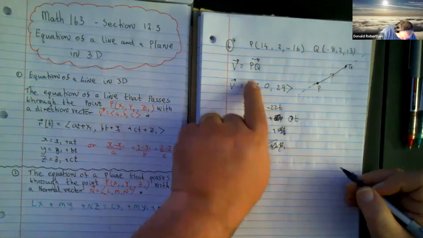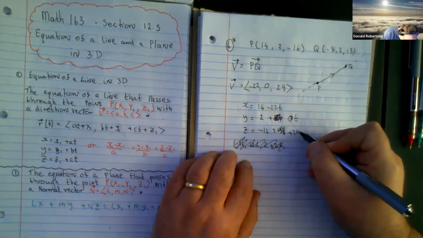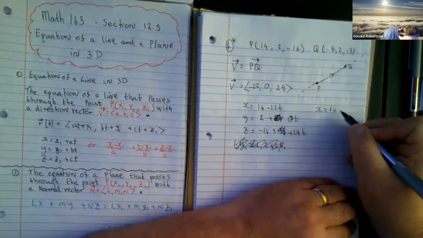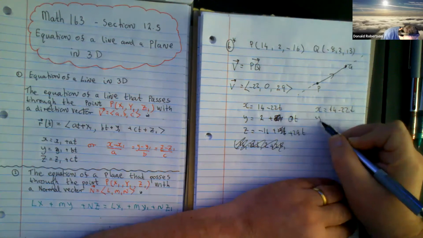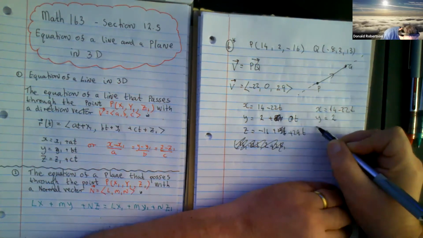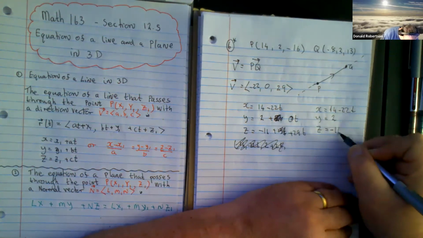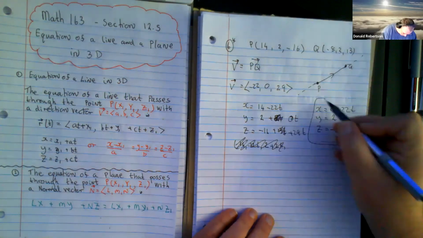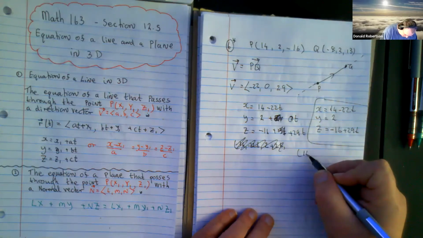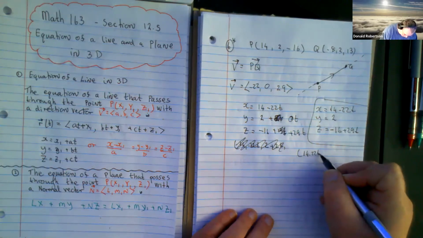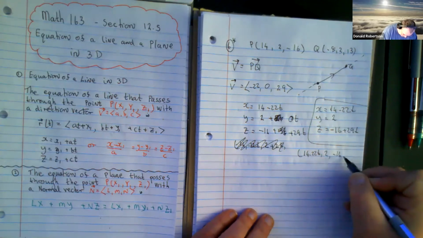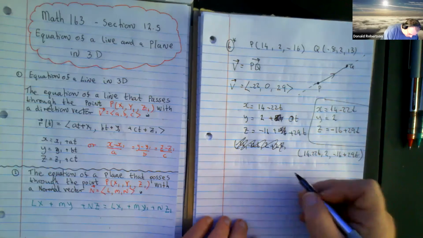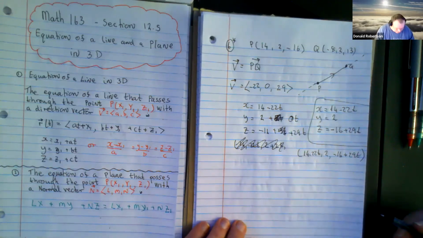Negative 16 plus 29t. So we have 14 take away 22t, 2, and negative 16 plus 29t. So that's the equation of the line. And in WebAssign, we will write it like that. Now they also want the answer in symmetric form.